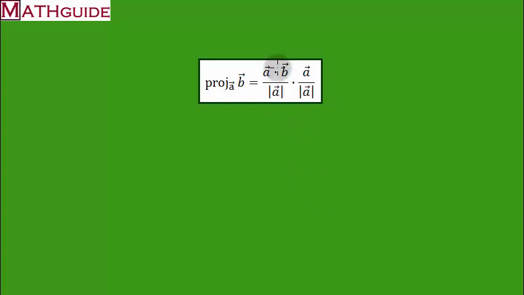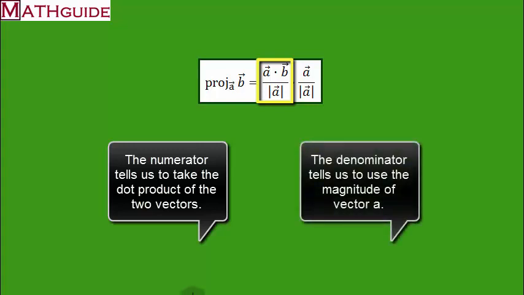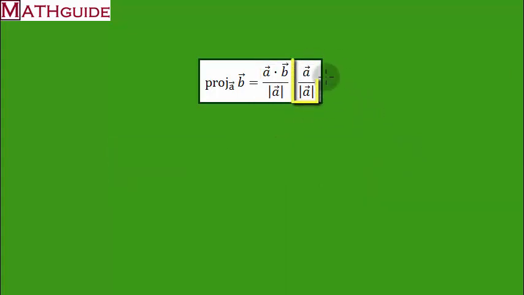So what do we have? I have two fractions that I'm multiplying together. The top of the first fraction says that I'm taking the dot product of the two vectors. If you don't know what that is, you're going to have to go back and watch some MATHguide videos to understand that. Then we're going to take the magnitude of vector A, that's what that denominator means. Then we're going to multiply it by the unit vector of A.